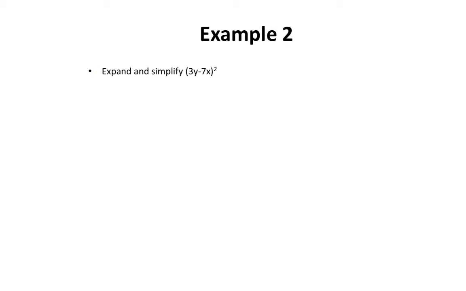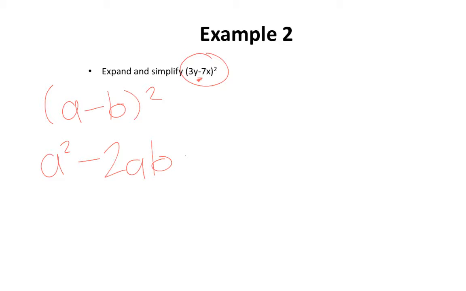In our second example, we want to expand and simplify 3y minus 7x to the power of 2. You'll notice that we have a binomial which is being squared. As well, there is a subtraction sign between those two terms, which means we have to use a shortcut. a minus b to the power of 2 simplifies to a squared minus 2ab plus b squared.